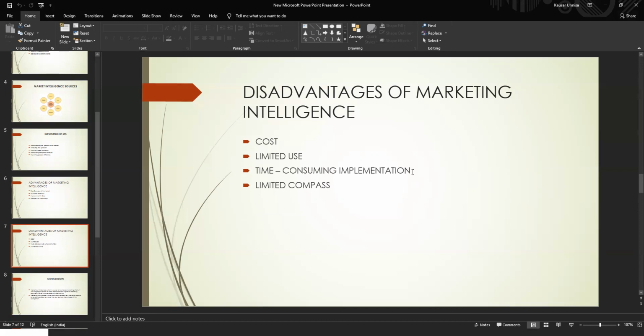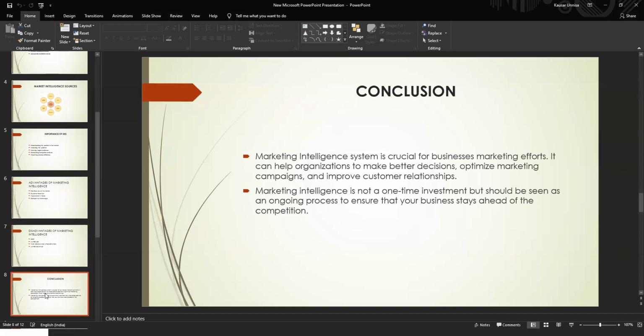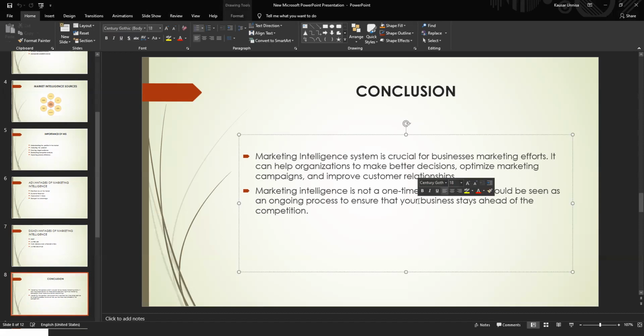It also has a limited compass. With this we can conclude that a market intelligence system is not a one-time investment. It has to be an ongoing process where the business has to keep staying in step to meet the competition.